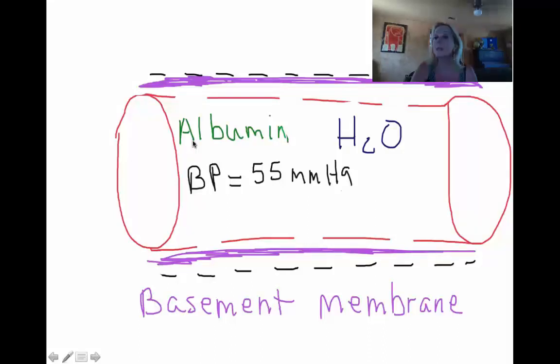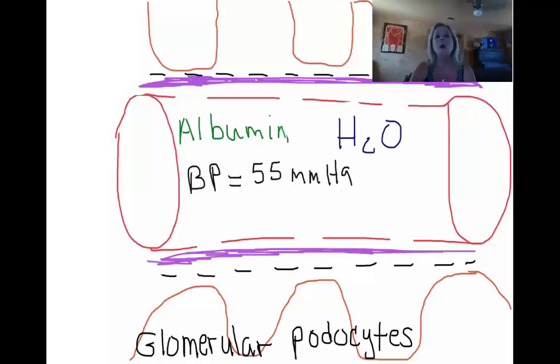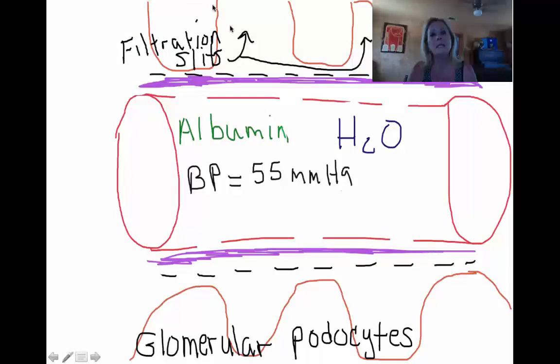Now, if that's not good enough, because obviously, remember, having this protein inside the blood is very important in not allowing it to escape, we also have the podocytes, and these are those little octopus-looking cells that surround the outside of each one of the glomerular capillaries. And these podocytes have these little teeny tiny slits. These are called filtration slits, and they're very, very small.